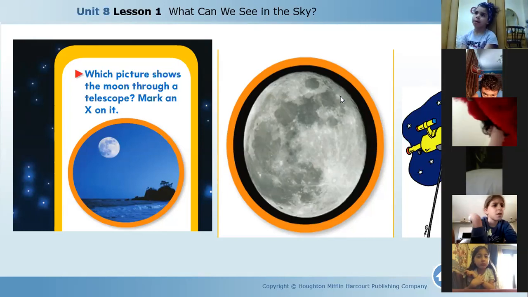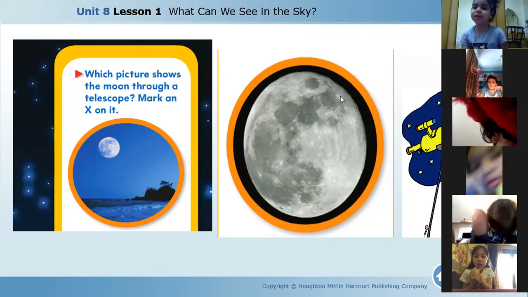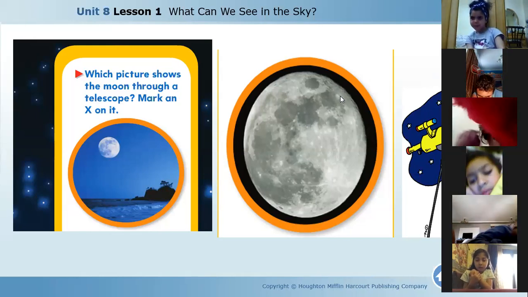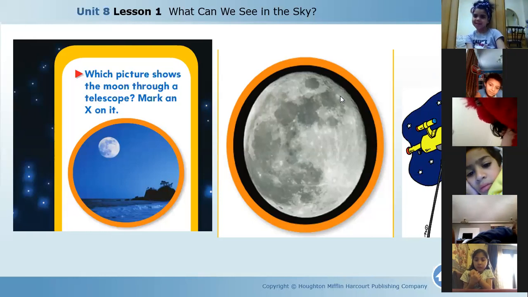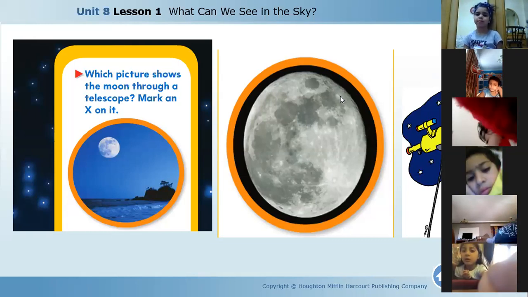Lana, what do you see, sun or moon, ya Lana? Lana, I like your hairband. It's so cute. It's very cute, ya Lana. Yes, Lana, what do you see in the picture? Sun or moon? Moon. Moon, bravo.